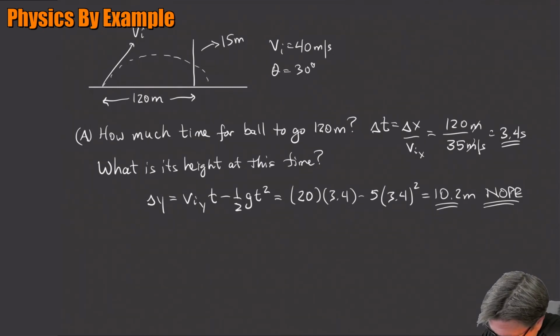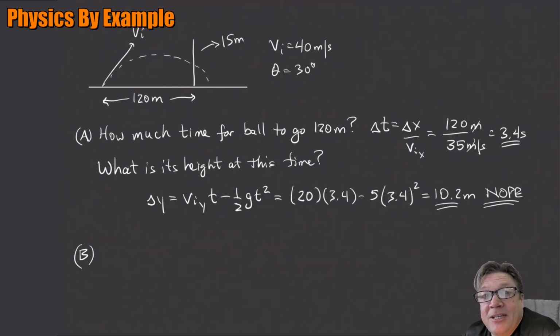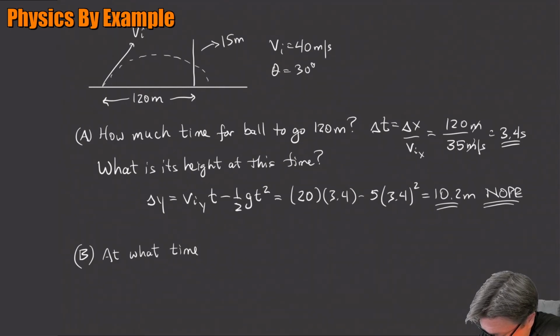Here's another way you could do it. The other way you could do it is you could take that equation we just used, the height at any particular time, turn that around and say, at what time is it 15 meters high?